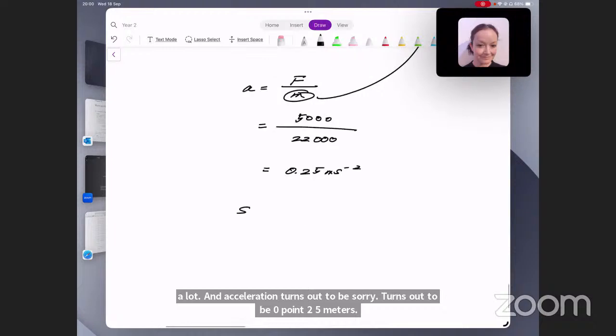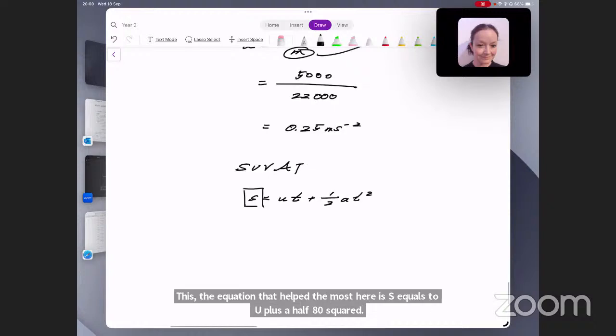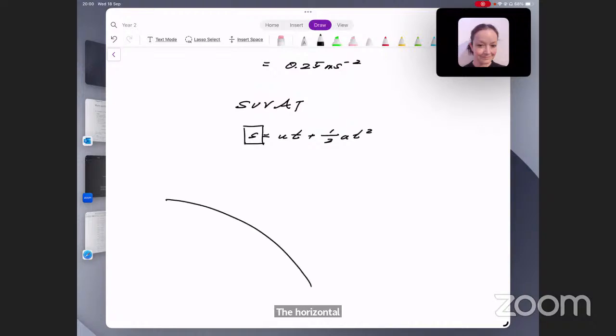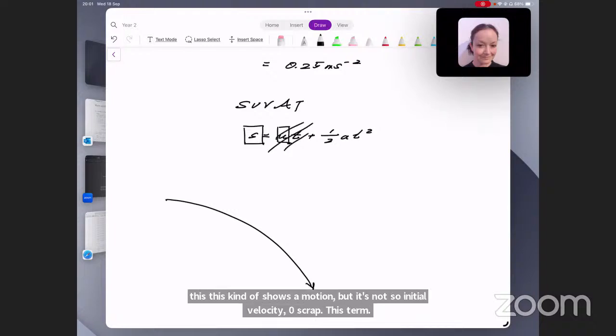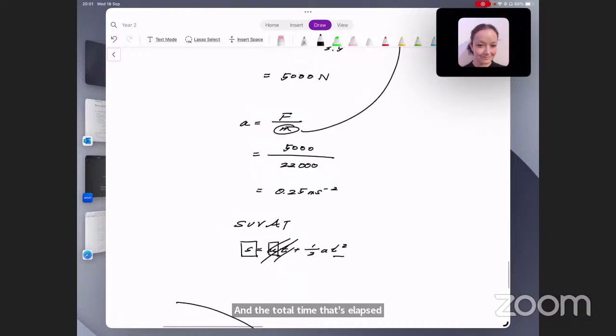So again, Suvat. The equation that will help the most here is s equals ut plus a half at squared. So you want to work out the horizontal distance traveled. So it's moving on a trajectory like this, but actually it's not. This kind of shows it's projectile motion, but it's not. So the initial velocity is 0, so you can scrap this term, and you work out the total time that elapses, and with the acceleration from before, you should work out the distance you can travel horizontally.